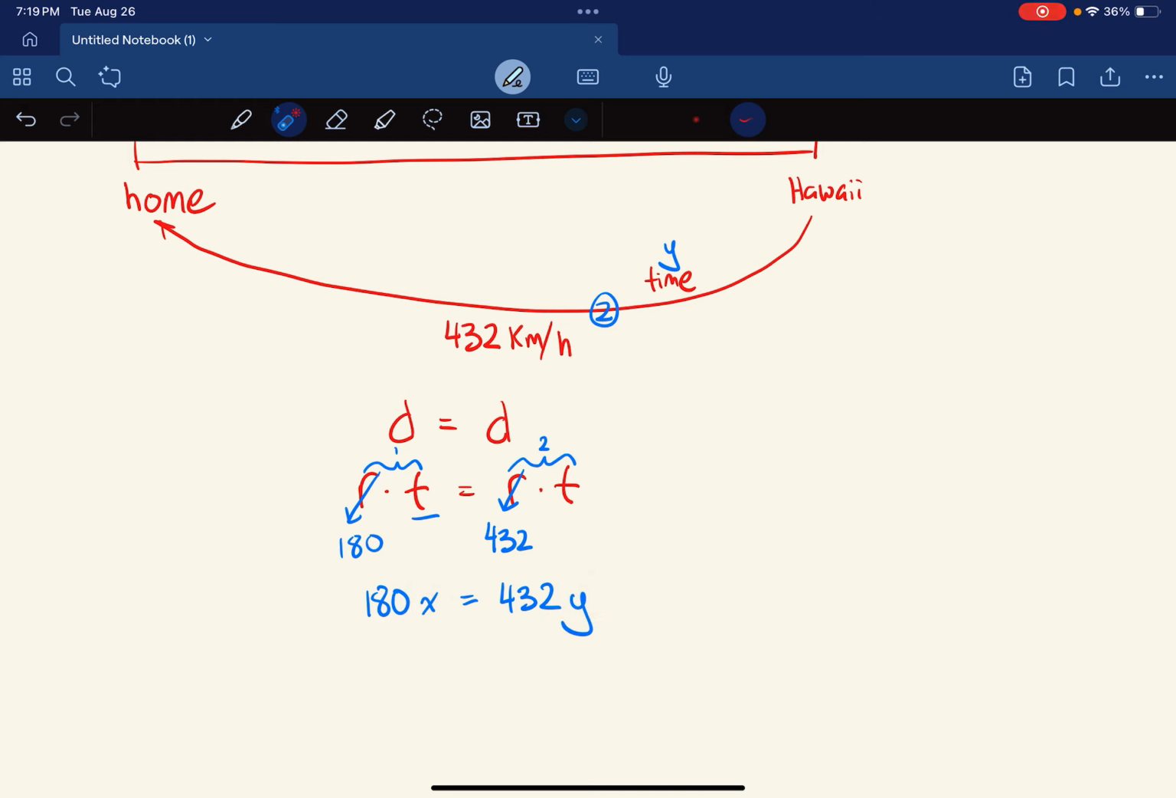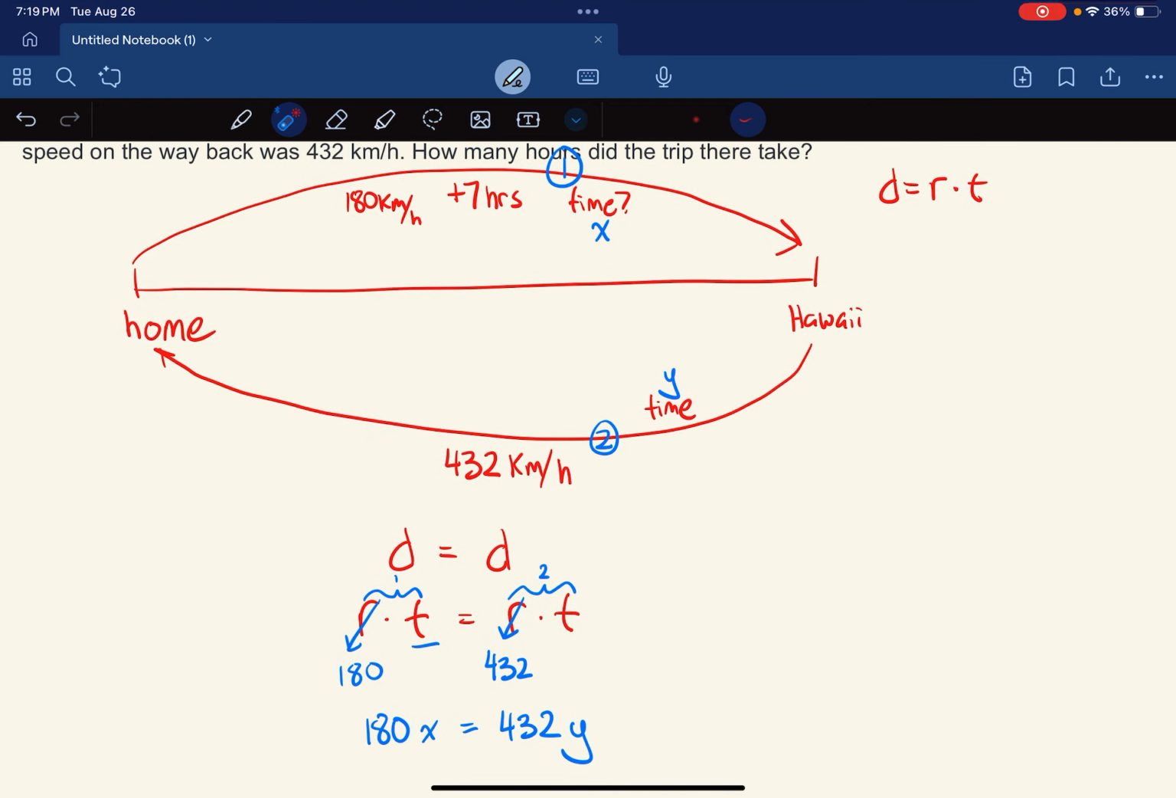So I need another equation. What information have we not used? I've used the fact that the distance is the same. That's in the fact that distance is equal to distance. I've used speeds. The only thing I haven't used is the fact that one is a 7-hour longer trip. So I need a second equation where instead of talking about distances, I'm going to talk about times, because this is a time. So let's go ahead and say that my second equation is all about time.